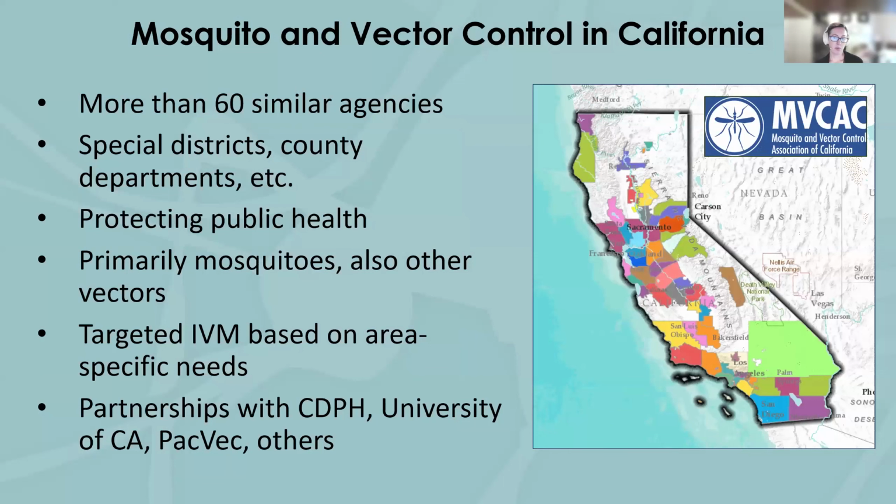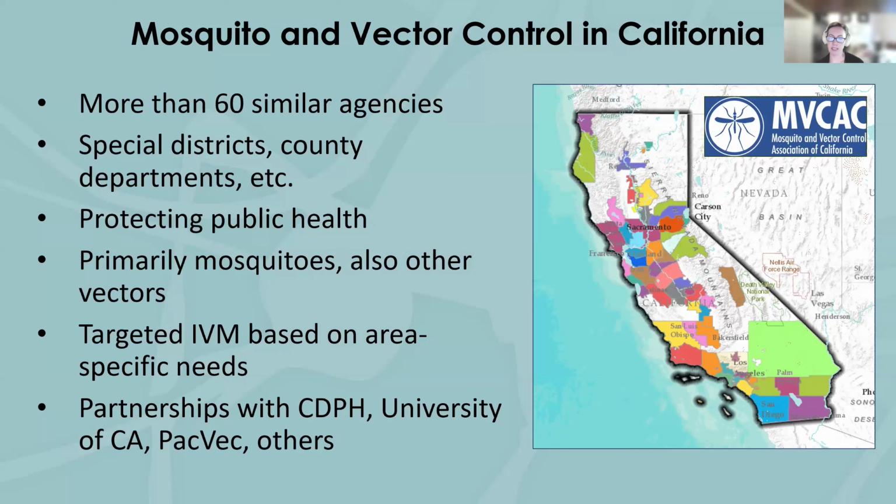So like I mentioned, Placer Mosquito is only one of many, many mosquito and vector control agencies in California. Not all parts of California are covered by a similar agency, but nearly the whole state is. Some of these are local special districts, some are part of a county government system or a city government, but they're all focused on protecting public health, primarily mosquitoes, but also other vectors. And they all use integrated vector management.